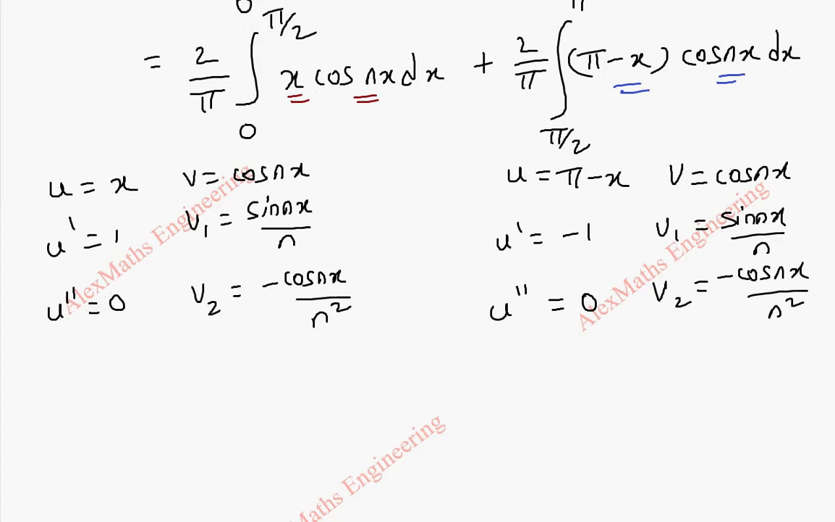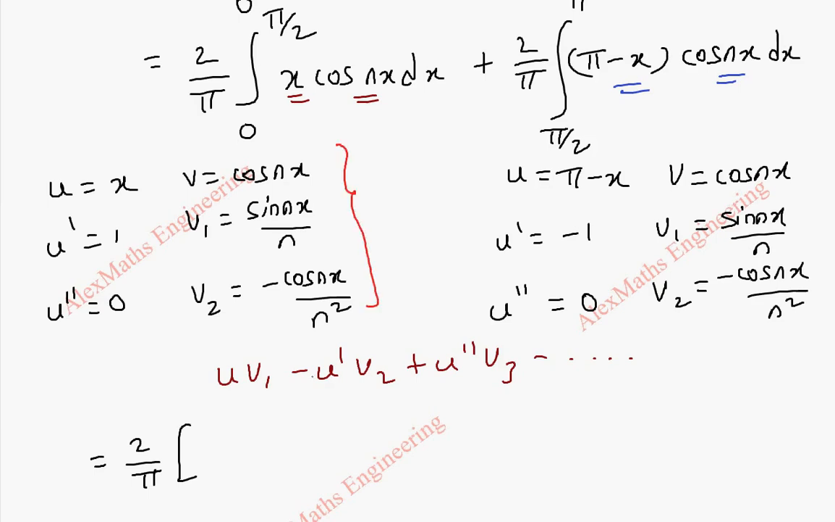Now coming to this integration, Bernoulli's formula is uv1 minus u dash v2 plus u double dash v3 minus dot dot dot. It keeps going like this. So coming to the first part, we have 2 by pi. Then we have to apply these set of terms for uv1. So u is x, v1 is sin nx by n, minus u dash is 1, and v2 is minus cos nx. So I take this as plus cos nx by n square, and u double dash is 0. So we can stop here and put the limit, which is 0 to pi by 2.